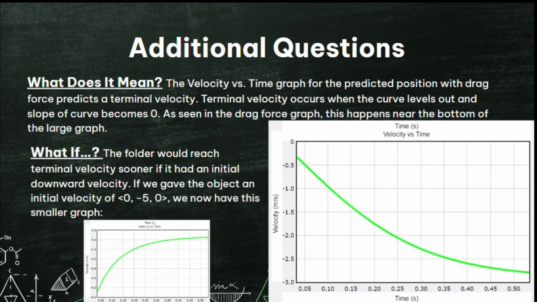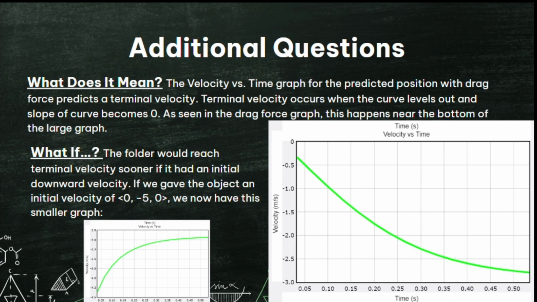So some additional questions. The velocity versus time graph for the predicted position with drag force predicts a terminal velocity. A terminal velocity occurs when the curve levels out and the slope becomes 0. As seen in the drag force graph, this happens near the bottom of the larger graph. So that's about right here. We can see it start to level off.